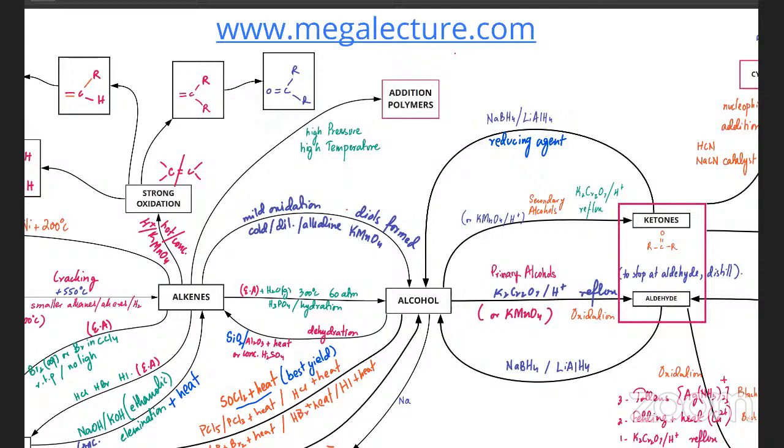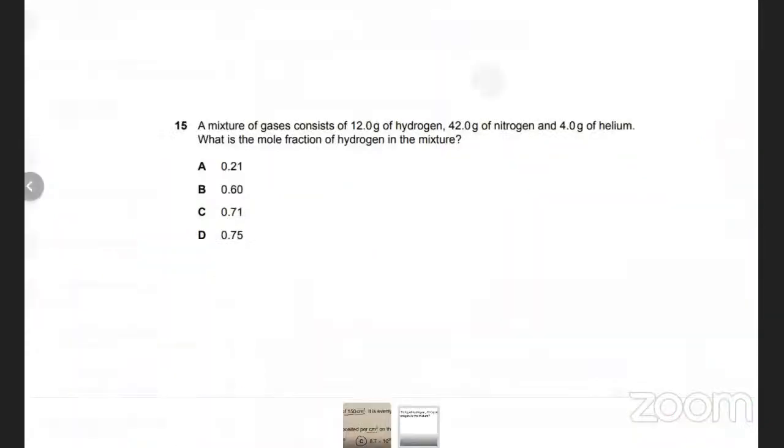Just a second. So this question, you probably can't see this on the screen. I saw this question. You've got a mixture of gases consisting of 12 grams of hydrogen, 42 grams of nitrogen, and 4 grams of helium. What is the mole fraction of hydrogen in the mixture? So find out the moles. 12 grams of hydrogen, that's 12 divided by 2, the MR. So that's the moles. How many moles? That's 6 moles, right?